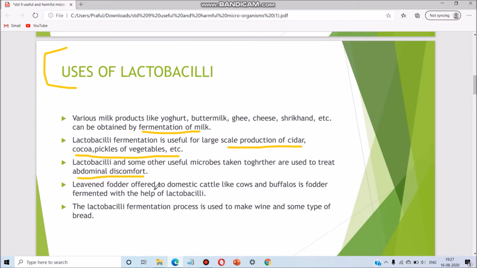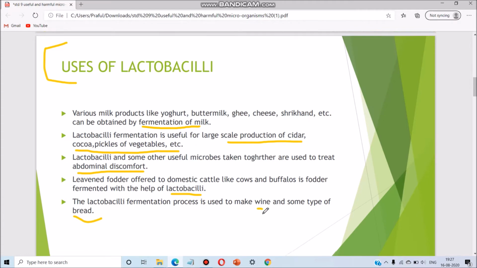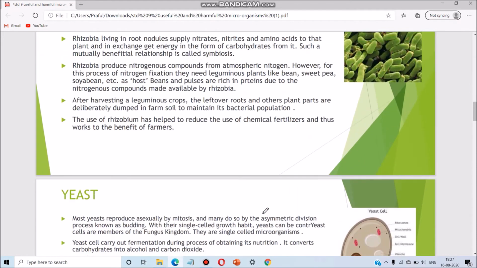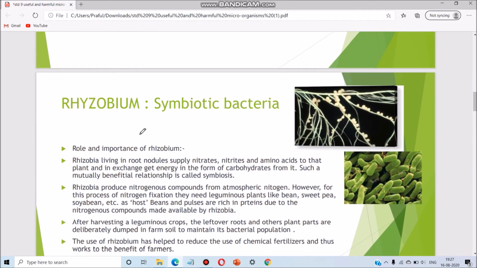Leavened fodder is offered to domestic cattle like cows and buffalo; it is fodder fermented with the help of lactobacilli. So they can get proper nutrients and we can obtain a large amount of milk production. The lactobacilli fermentation process is used to make wine and some types of breads. The next slide we will see the next bacteria, that is rhizobium.